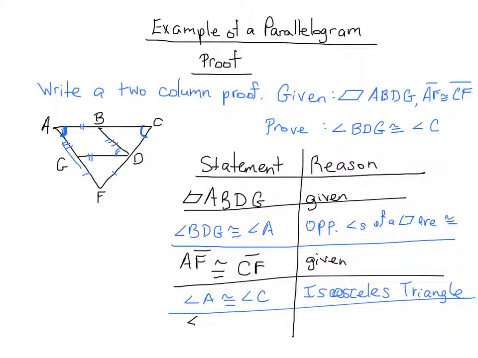So we have here that BDG is congruent to angle C. And we know that because of the substitution we did. The reason here could either be substitution or transitive property. It's okay either way. All right. So there we have it. That is the proof as to why angle BDG is congruent to angle C.